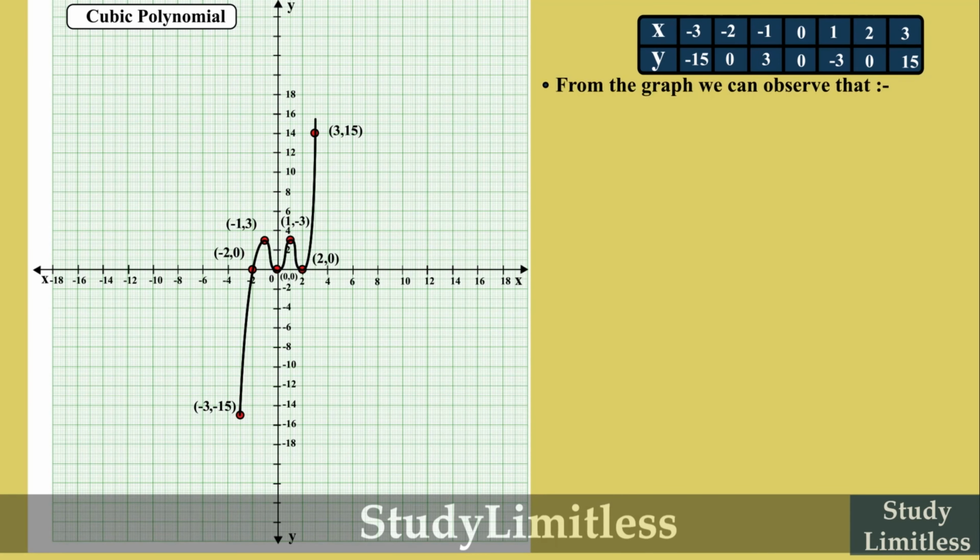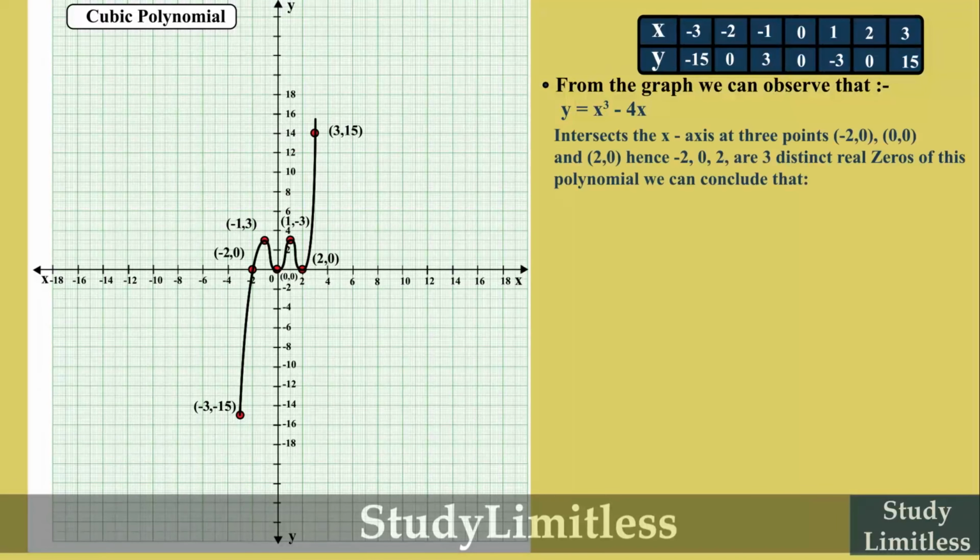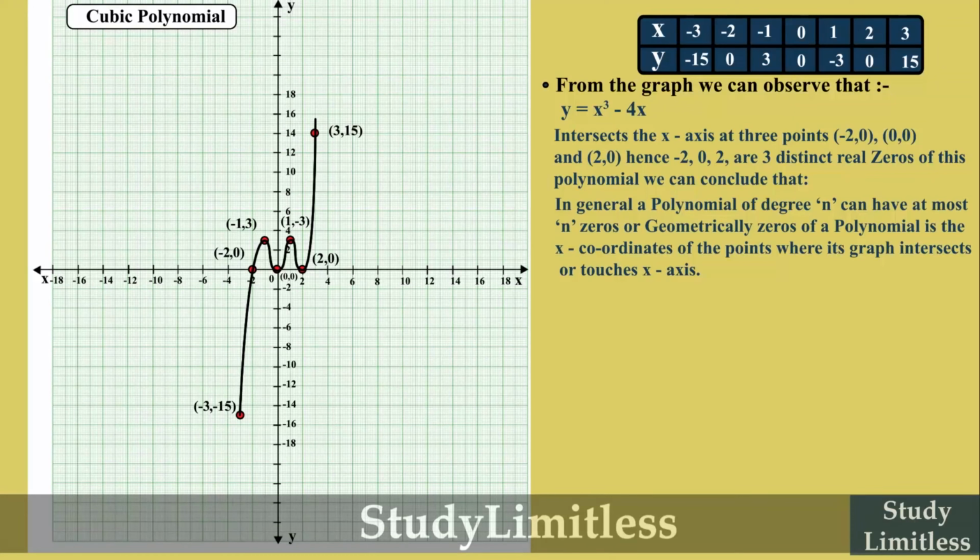From this graph, we can observe that y is equal to x cube minus 4x intersects the x-axis at the points (minus 2, 0), (0, 0) and (2, 0). Hence, minus 2, 0 and 2 are three distinct real zeros of this polynomial, which lets us conclude that in general a polynomial of degree n can have at most n zeros. The geometrical zeros of a polynomial are the x-coordinates of the points where its graph intersects or touches the x-axis.